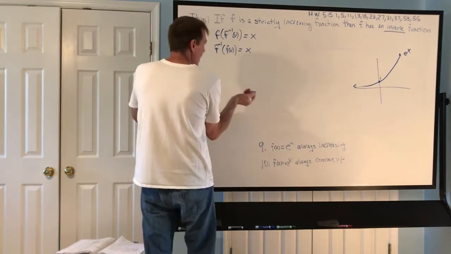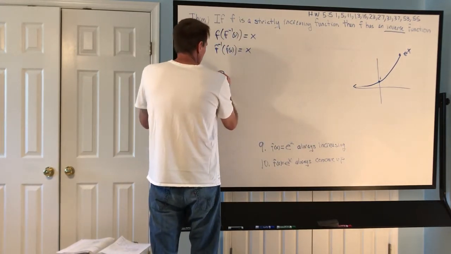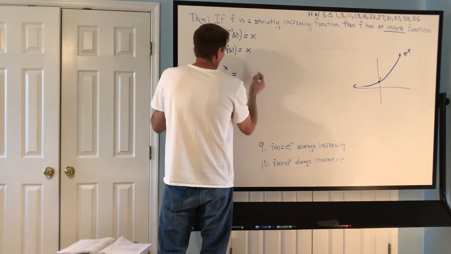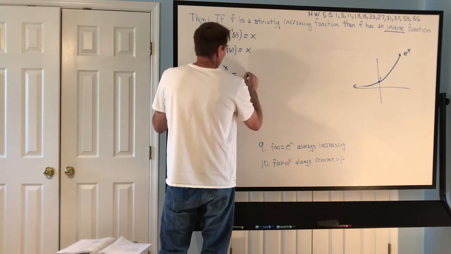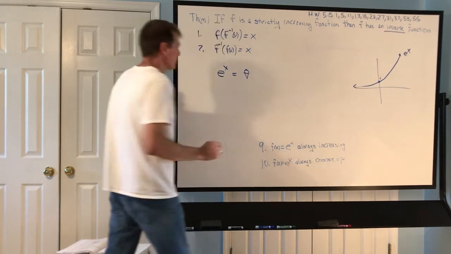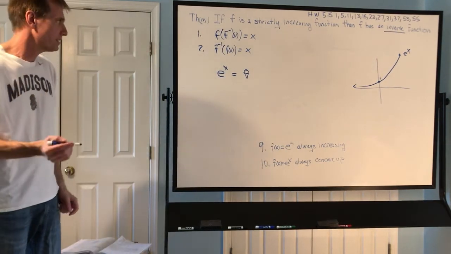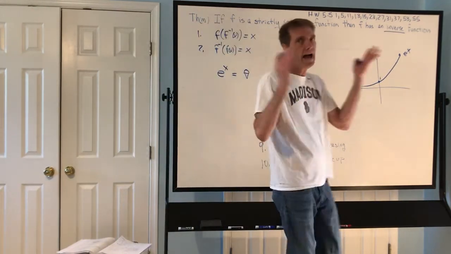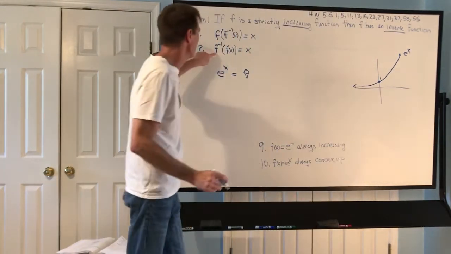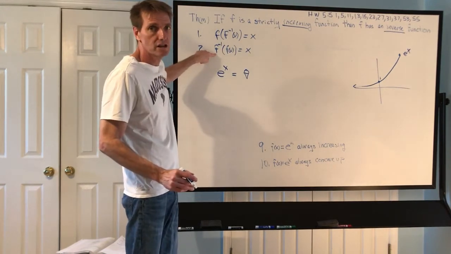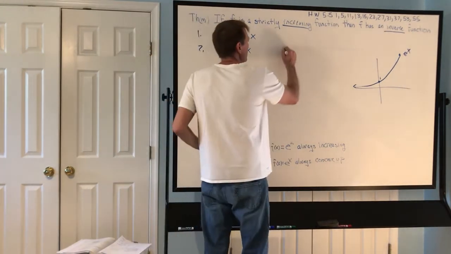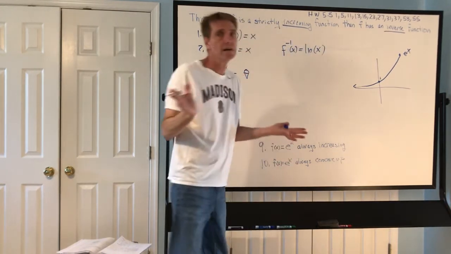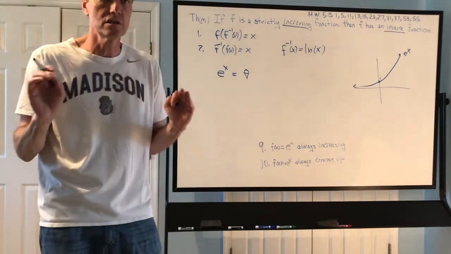Like, for example, if e sends x, and I don't know exactly what variable I'll use, I guess I'll use ice cream cone. If e sends x to ice cream cone, again, it's always increasing, so it has to have an inverse. Instead of using this notation for its inverse, I'm going to use this notation because this is, in fact, the inverse of e to the x.